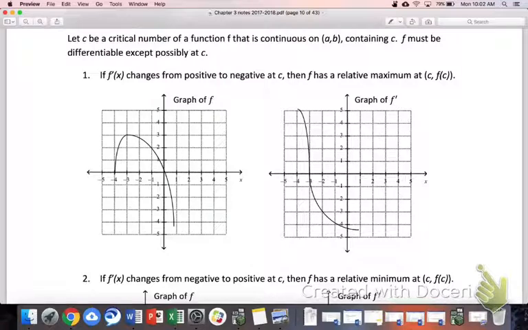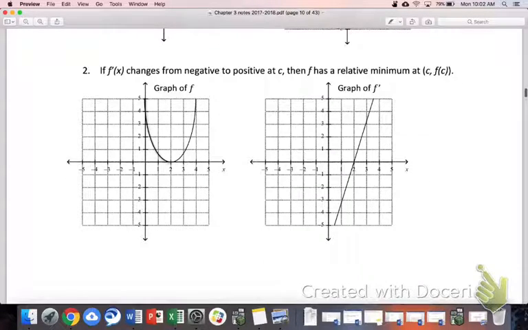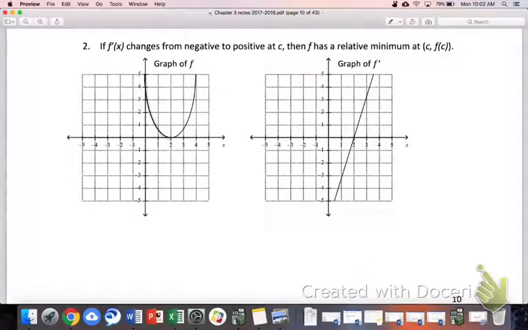Second part is really similar to it. It's just the reverse pattern. So instead of f prime going from positive to negative, meaning a relative max of f, you've got f prime going from negative to positive. Since it's the reverse pattern, you get a local min. You can see that here, that f prime goes from negative to positive. But ultimately, based on that pattern, you can see that f has a local min right there at 2.